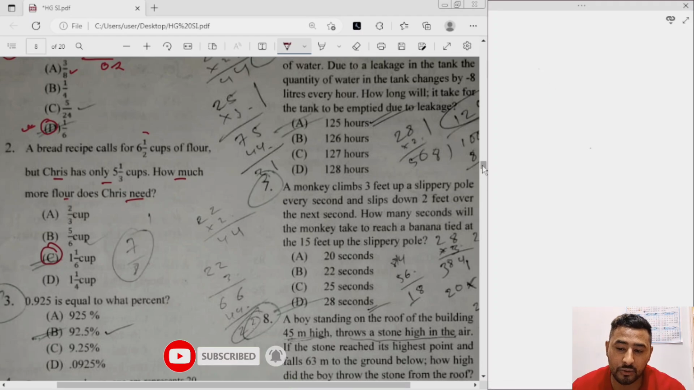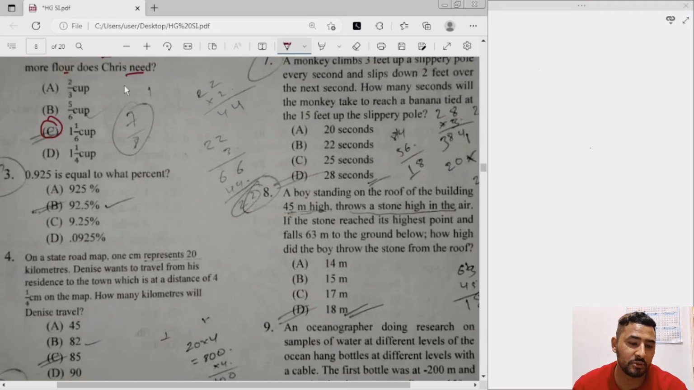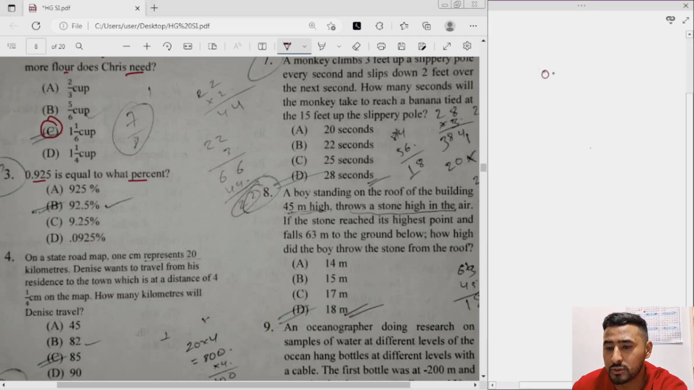Okay, so let's go to the next question. That is question number 3. 0.925 is equal to what percent? So how will we do it? First convert this one into a rational number. 925, count 1, 2, 3, so you divide it by 1000.